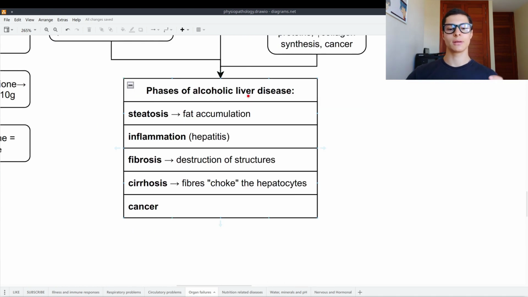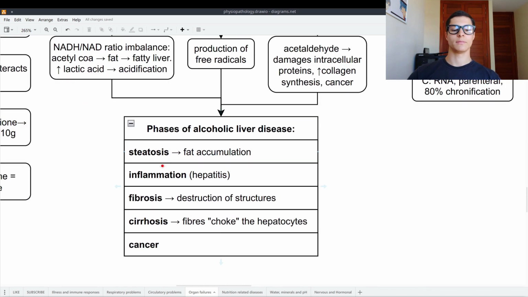The phases of alcoholic liver disease are the steatosis, the fat accumulation because of this, the inflammation, hepatitis, fibrosis, destruction of structures because of higher collagen synthesis, and then cirrhosis, the fibers choke the hepatocytes, and this creates the cancer.